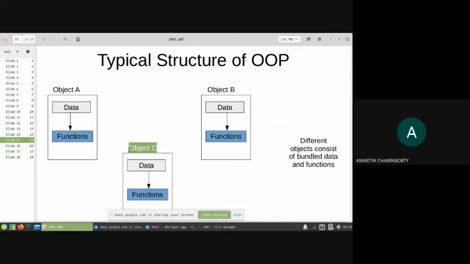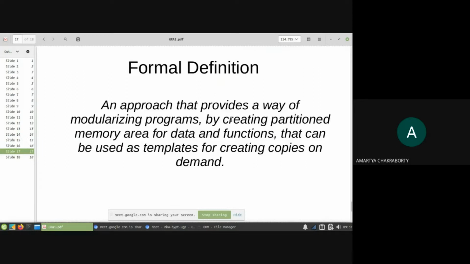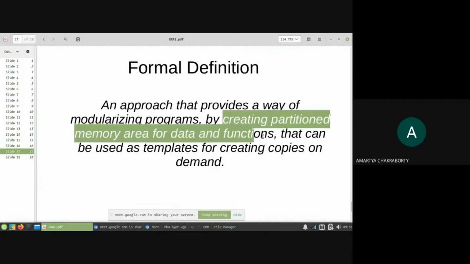That's common logic. So again, if we come back to this, creating partitioned memory area for data and functions essentially represents that we have particular unique memory spaces, or partitioned memory areas, for objects, right? So again, we can say that we have a new approach which provides a means of modularizing the given programs by creating partitioned memory areas for objects. Objects consist of data and functions, so we create partitioned memory area for data and functions. I hope this point is clear.